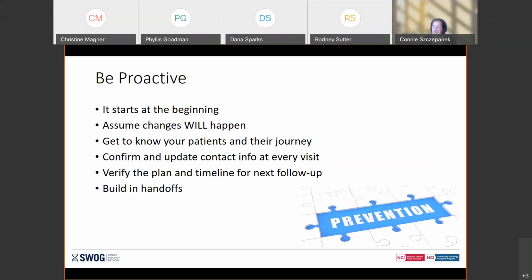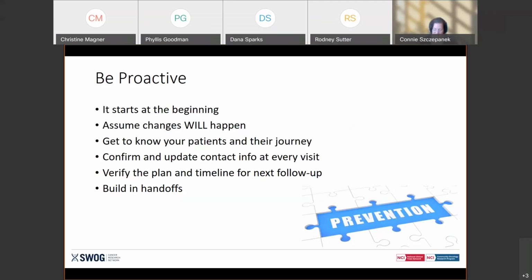Confirm and update contact information at every visit. Verify the plan and timeline with them for next follow-ups. Our patients are very invested oftentimes in what's happening next, and I think letting them know when they're due next as well, in case you don't get to them, encourage them to call you. Build in handoffs. Set it up today as if you might not be here in 6 months, and if you are, great, you're ahead of the game, but if someone else has to pick up your chart, can they figure out what to do and what's next?